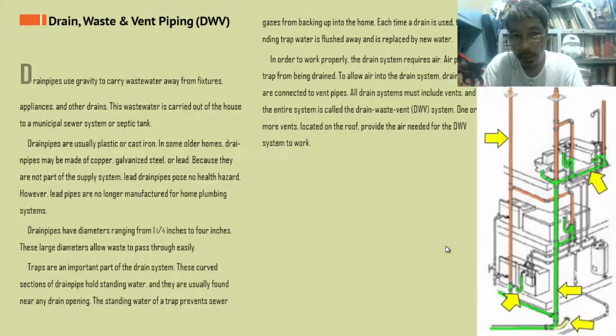In order to work properly, the drain system requires air. So we are now talking about the drain system. Air protects the trap from being drained. That is one function of the drain system. There is always a minimum amount of water trapped inside the trap.